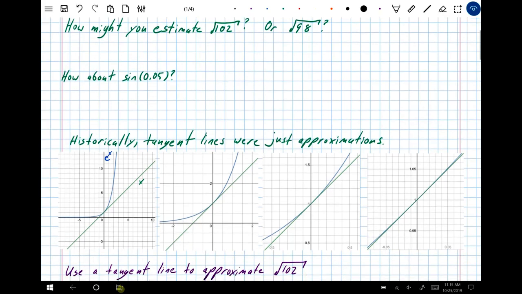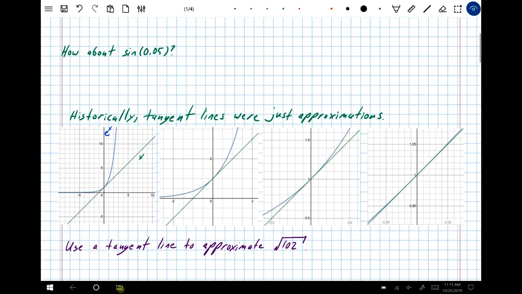Historically, tangent lines were just approximations. And this is more than historically. This is now too. So what I've done is I've graphed the same thing 4 times, and I've just zoomed in. So here's e to the x. Notice how fast it grows when we actually graph it.